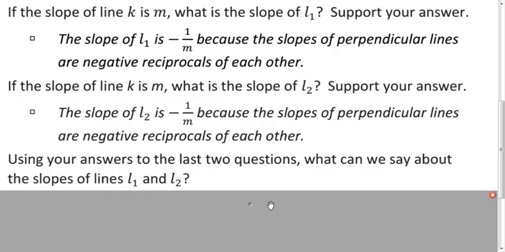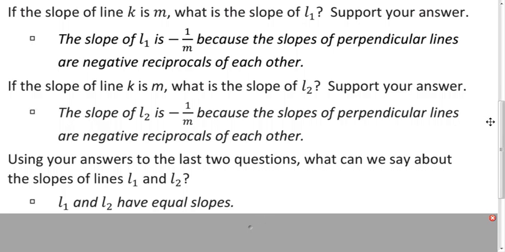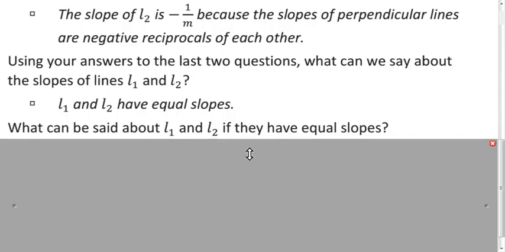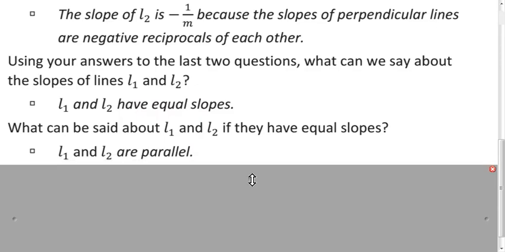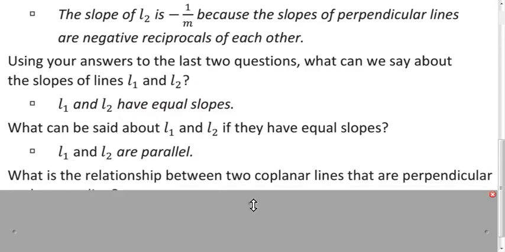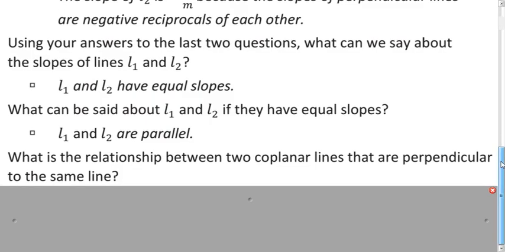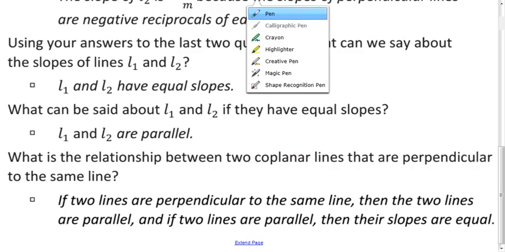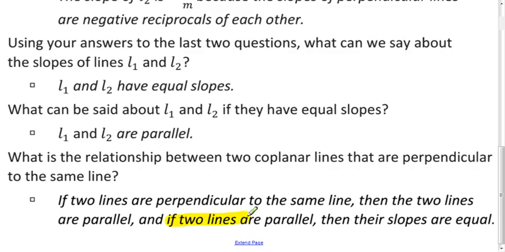So now what can we say about the slopes of lines L1 and L2? The slopes are equal. They're both -1 over M. So what can we say about the lines if they have equal slopes? We can say that they're parallel. And so the relationship that we have here, we have these two coplanar lines that are perpendicular to the same line, is that they are parallel, and also, this is our first important result, if two lines are parallel, then their slopes are equal.